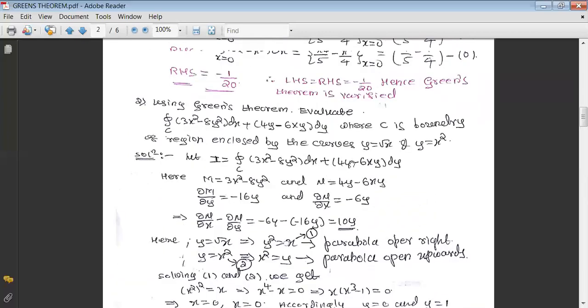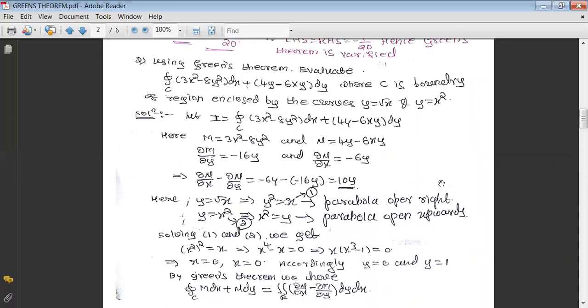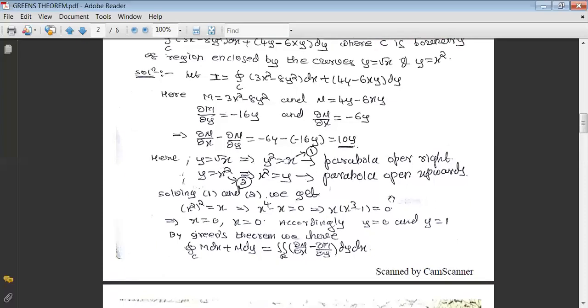Now, let us identify the curve, because we need the path or a closed region. That's why let us analyze the curves given. y = √x: here we cannot conclude what the curve is. To find out, let us square both sides, we get y² = x. This is of the form y² = kx. Therefore, this is a parabola which opens to the right side. And y = x²: straight away we can say x² = y. Again, it is also a parabola which opens upwards.